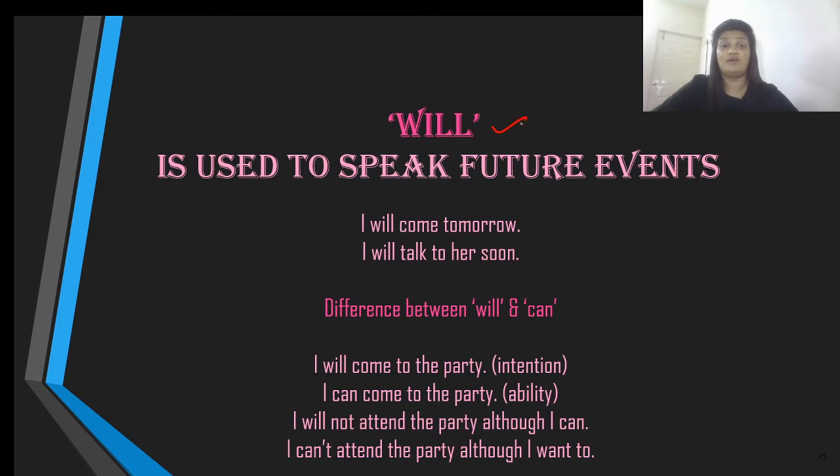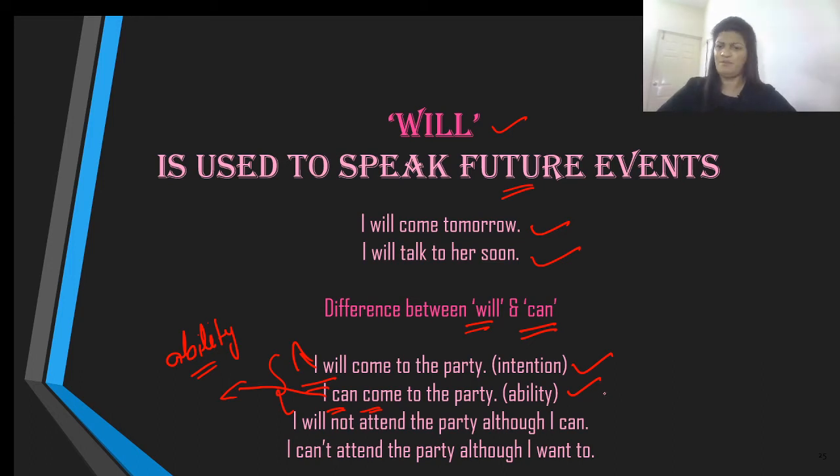Moving forward, we have will. Will is the usage of future tense. Like, I will come tomorrow. I will talk to her soon. Talking about future events. There is a difference between will and can. For example, if I say, I will come to the party, and if I say I can come to the party, there is a huge difference. Remember, like I told you earlier, can speaks about ability. So when you say I will come to the party, it means that I have the intention of coming. And when you say I can come to the party, it means that I have the ability to come to the party, but I might choose otherwise as well.